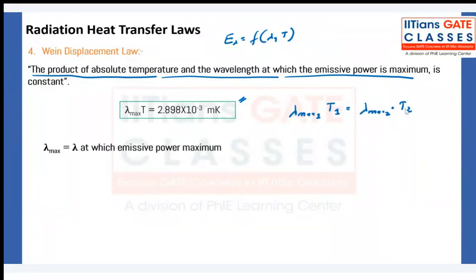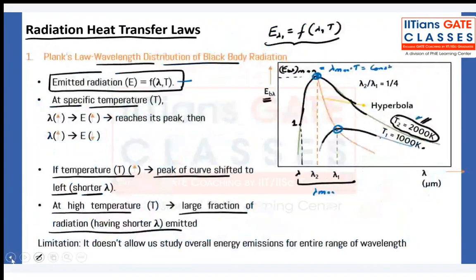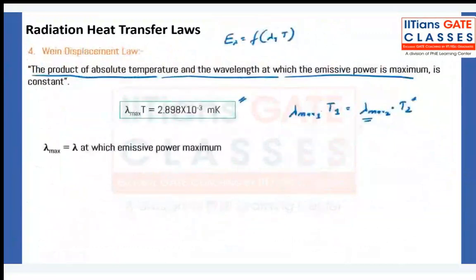And we all know they are inversely proportional to each other. If lambda max is decreasing, then T2 will be higher. Here also you can see, if lambda max is decreasing, coming in this direction, higher the temperature, lower the maximum wavelength. So the product will remain same. Lambda max 1 upon lambda max 2 is equal to T2 by T1. This is also an important formula.